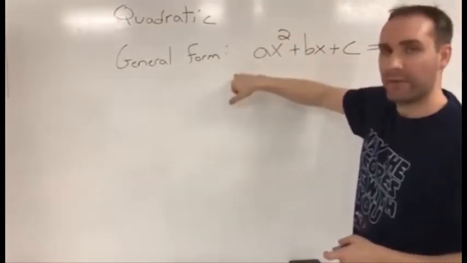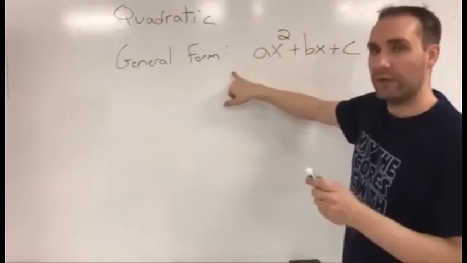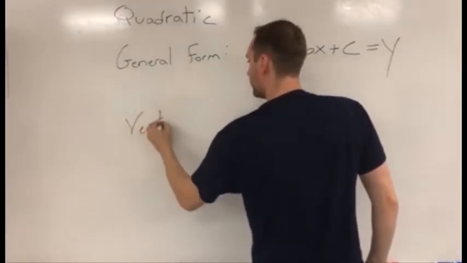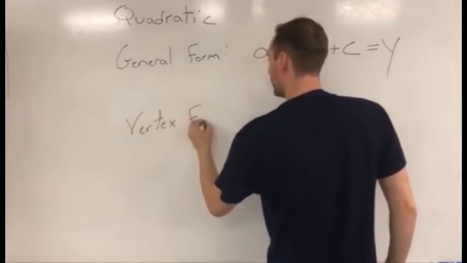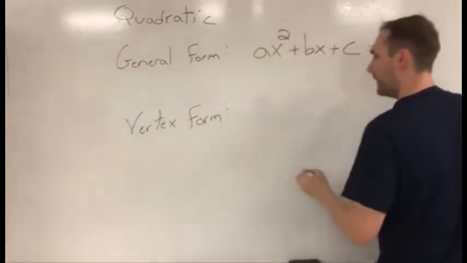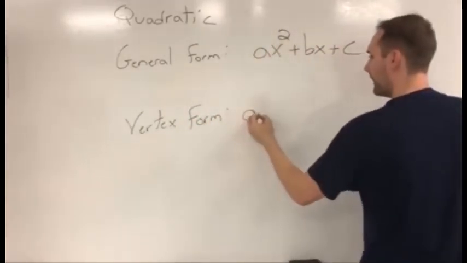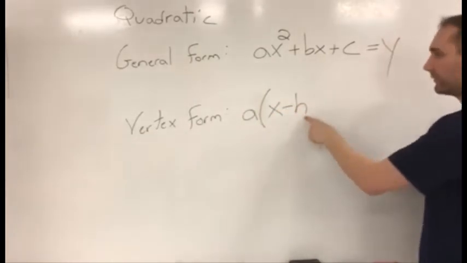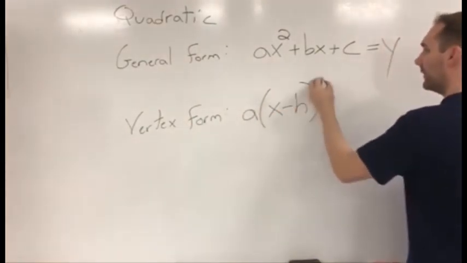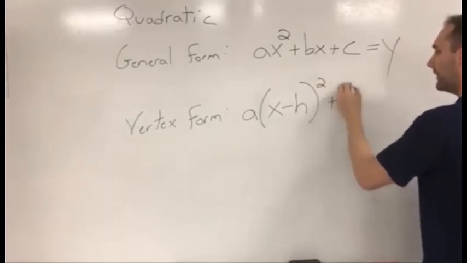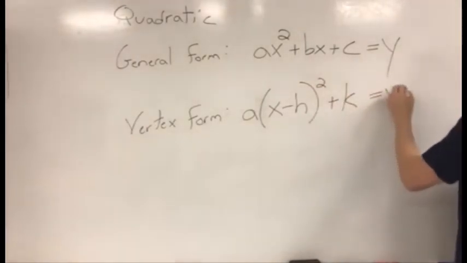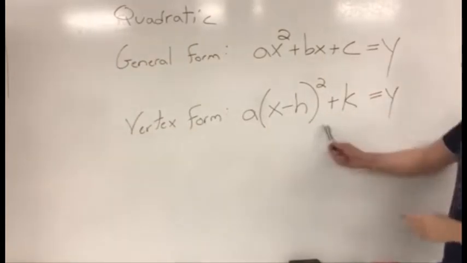Now parabolas have a unique form, which is called vertex form. And for a parabola, vertex form looks like so. a times (x minus h), remember this is my x coordinate of my vertex, squared, plus k, being my y coordinate of the vertex, and of course equals some y because we're talking about a graph.